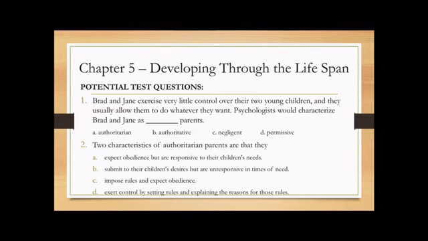Brad and Jane exercise very little control over their two young children. They usually allow them to do whatever they want. Psychologists would characterize them as permissive. It's not negligent unless it mentions that they're failing to fulfill their basic needs, or just not communicating with the children at all. Two characteristics of authoritarian parents: they impose rules, they expect obedience.